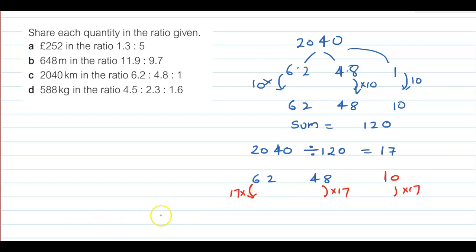Can you multiply 17 times 62? How much is it? 1054. 1054. And this one? 816. And 10 times 17? 170. If you add all these numbers, you are getting the total 2040 or not? We got 1054, 816 and 170. If you add them, you'll get the same thing. Yeah. Now let's go for the last part.